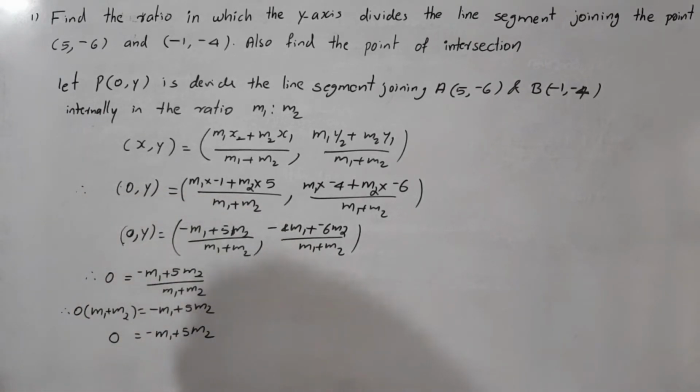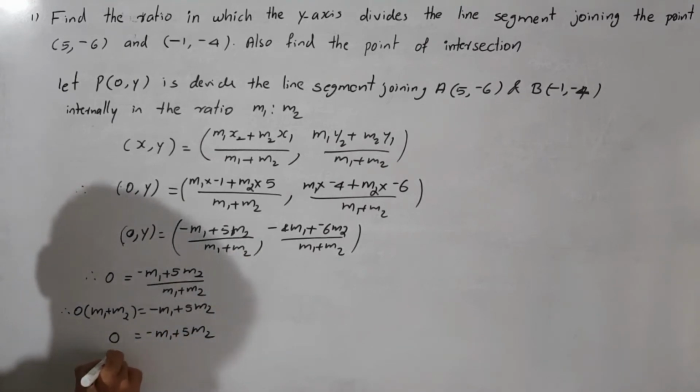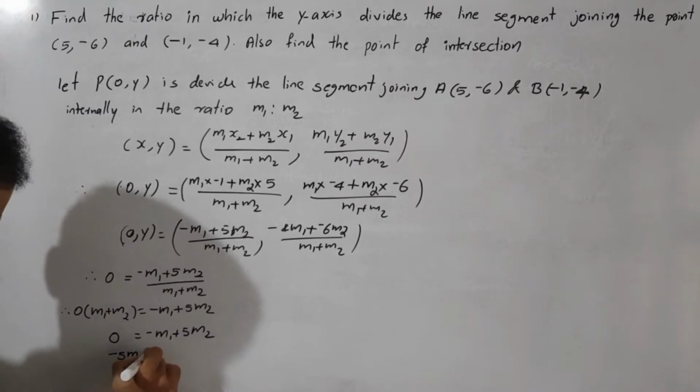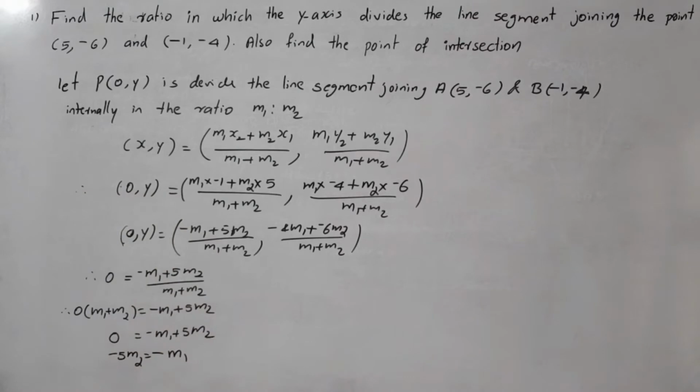So next we want to take the m1 on one side and m2 on the other side, correct? So we transpose plus 5m2 to the LHS. Then what is the change? Yes, 0 minus 5m2, that is, minus 5m2 is equal to minus m1, correct? Minus m1.